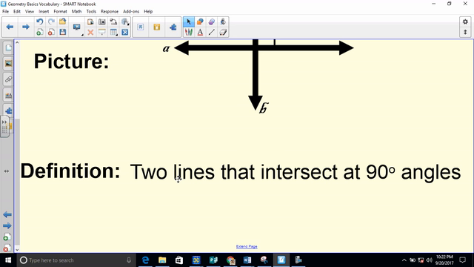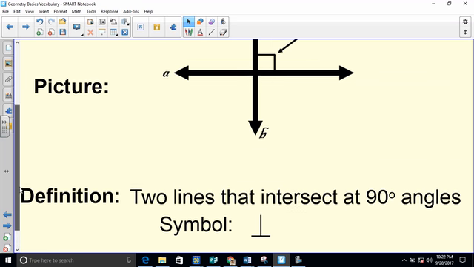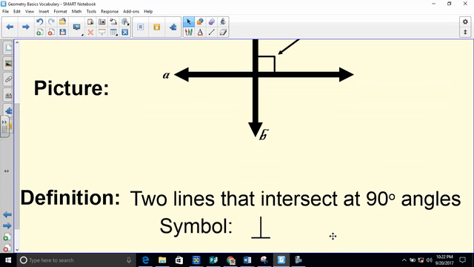So they're a little different than intersecting lines. Intersecting lines can intersect at any angle, but to be perpendicular, you have to intersect at a 90-degree angle. And the symbol for perpendicular looks like an upside down T. So if I had to go off of the lines that we have pictured above, we would say line A is perpendicular to line B.